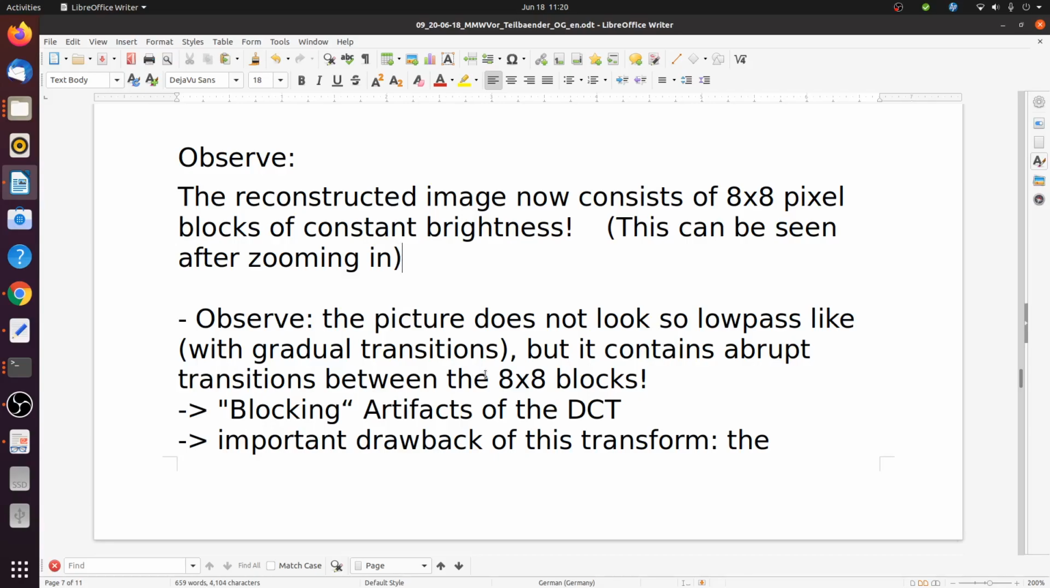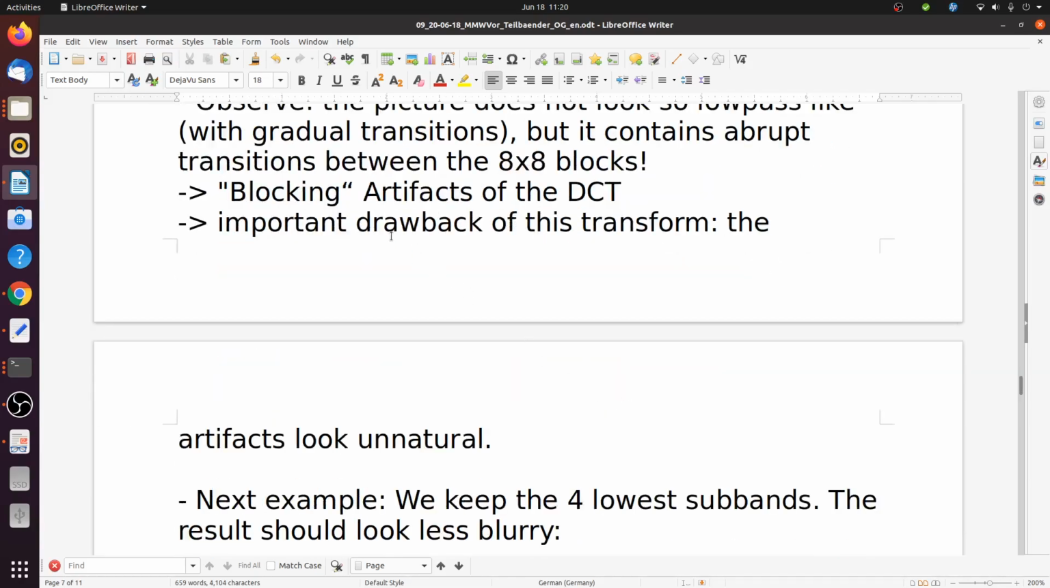So in that sense, it contains edges. So it doesn't look so low pass-like with gradual transitions as you would expect from a low pass filter, but it still has those edges at the boundaries of the block. So we have blocking artifacts, and that's coming from the DCT, from those 8x8 blocks. And yeah, this is an important drawback of this transform. The artifacts look unnatural. You have edges where in the original image there were no edges.